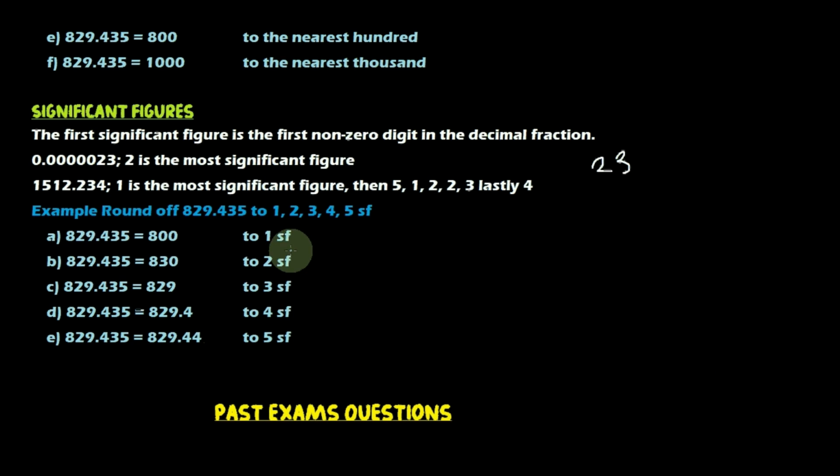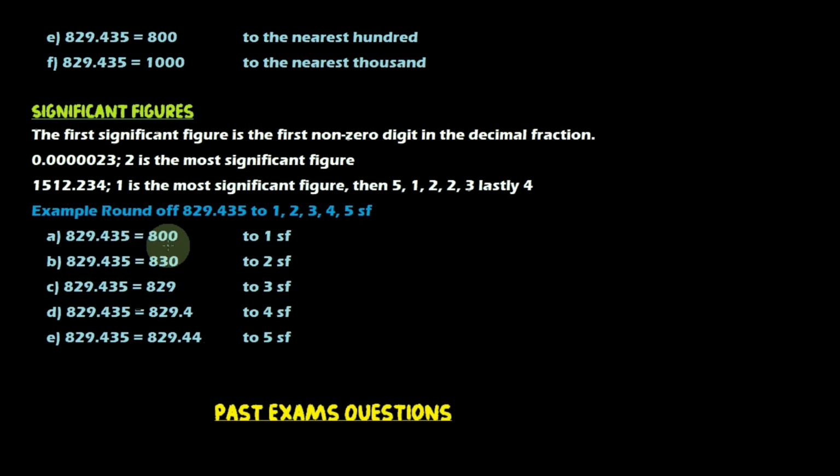Rounding off 829,435 to 1 significant figure, 2 significant figures, 3 significant figures, 4 significant figures, 5 significant figures. Rounding off to the first significant figure. Our first significant figure in this number is what? Is 8. Then again, we look at the number on the right. The number on the right is what? Is 2. 2 rounds down. If 2 rounds down, then it means what? It becomes 0. You do not add anything to 8 and it becomes 800.